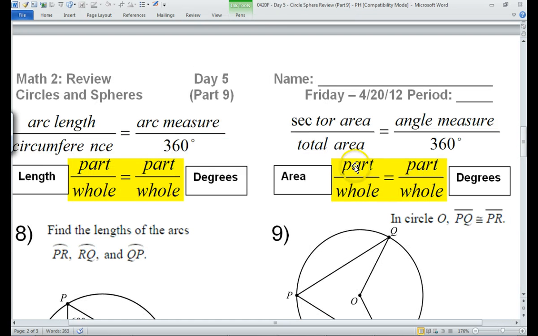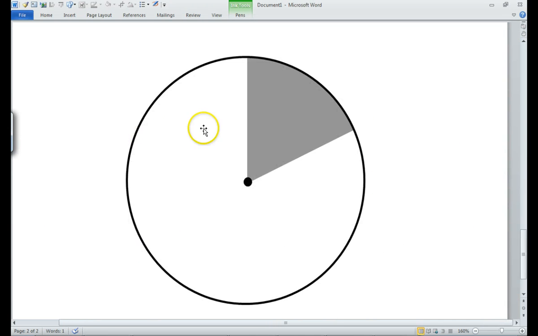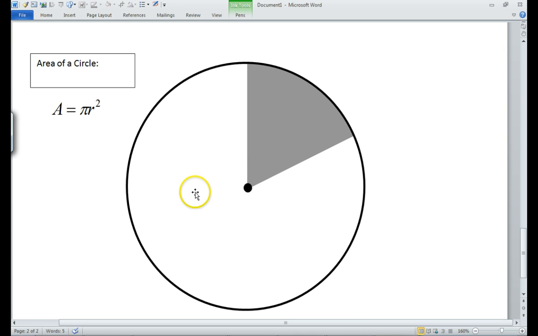And so, when we talk about part over whole, when we're looking for the area of a sector, the part is the area of the sector. Of course, the whole is going to be the entire area of the circle. Who remembers how we find the area of the entire circle? Well, if you forgot, you could look at the poster above the board, and you will find that the area of a circle is pi r squared, pi times the radius squared.